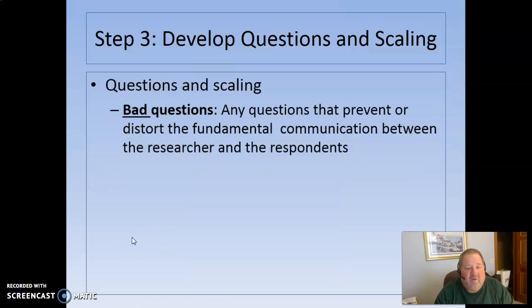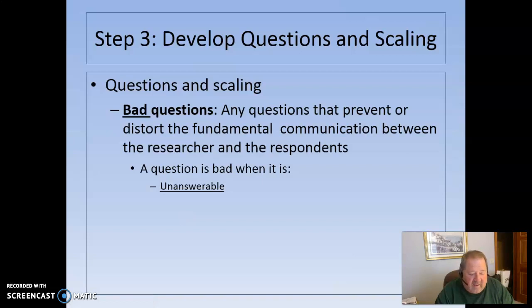You really want to try to avoid asking bad questions, questions that are worded vaguely, questions that may not be scaled properly. And then if it's unanswerable, you can't expect respondents to answer questions that they have no knowledge for, or questions that are tricky. For example, if we asked, what was your parents' yearly after-tax income last year, that's probably a question that you can't answer because you don't have access to their tax returns.